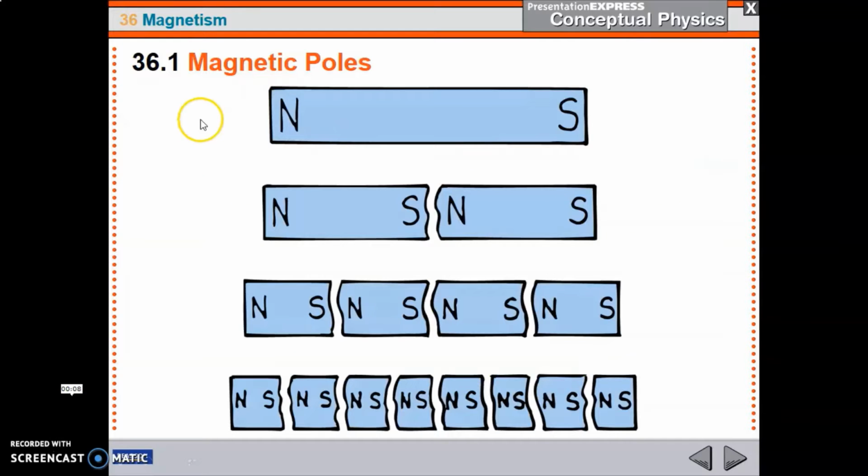So there we have the pole, north and south. You break it. Oops. And now you have a north and south and another north-south. Break it again and again and again and so on. Even an atom, when it gets down to a single atom after all those breaks, is going to have a north end and a south end.